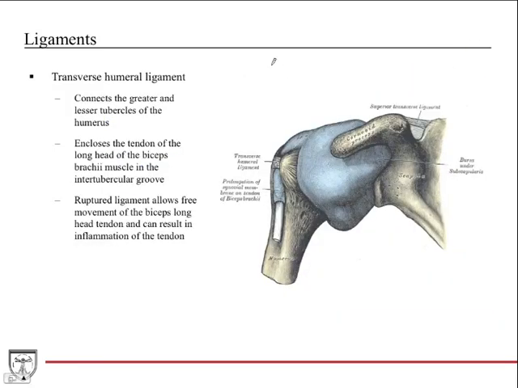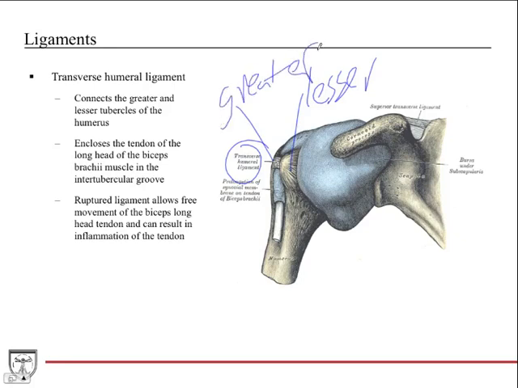And lastly here we have the transverse humeral ligament, which is shown here in a great diagram. It's between the lesser and the greater tubercles, and it encloses the tendon of the long head of the biceps brachii in the intertubercular groove. If this ligament becomes ruptured or torn, it can allow free movement of the biceps long head tendon, which can result in serious inflammation of this tendon and can be a great source of pain in patients.